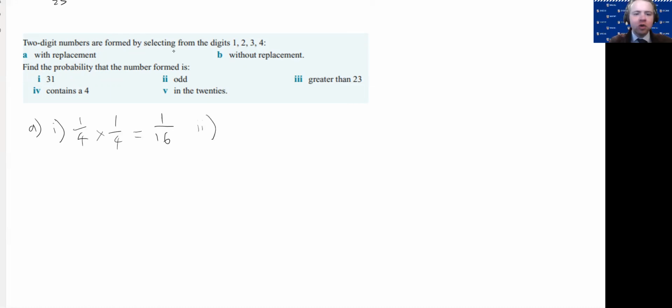For part 2, that it's odd, it doesn't matter what the first number is for if we get an odd number. So you could get a 1, 2, 3, or 4. So we don't need to worry about that part. What we do care about is the second number, where if we get a 1 or 3. So really, it's 2 out of 4 or 1/2 that our number would be odd, based on if there's replacement.